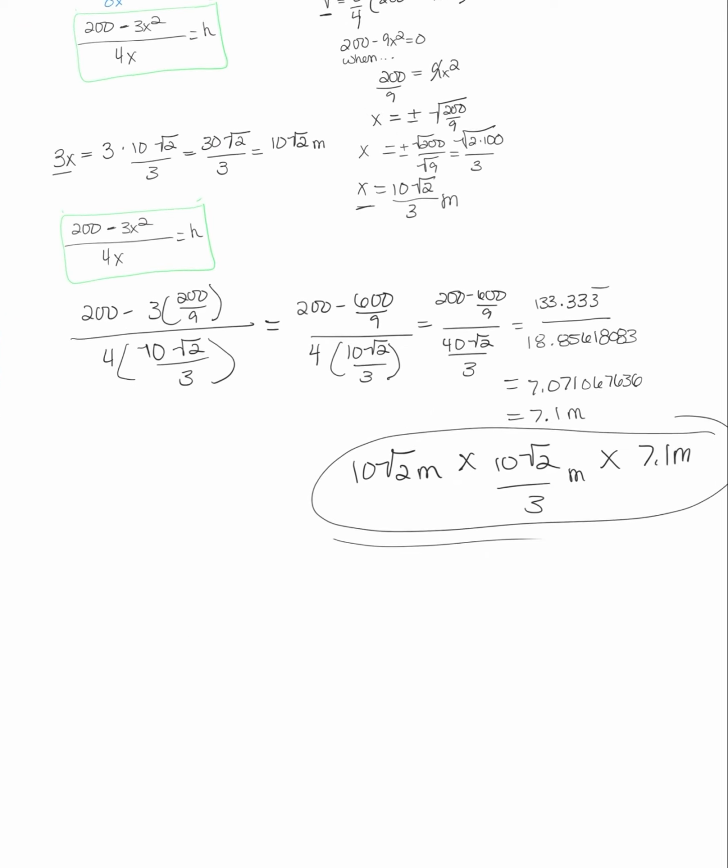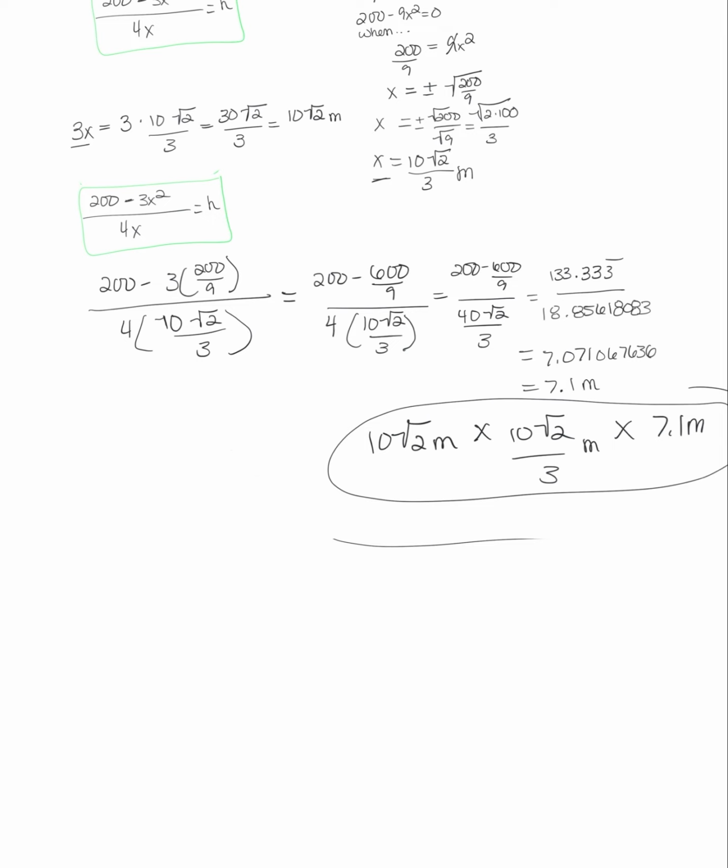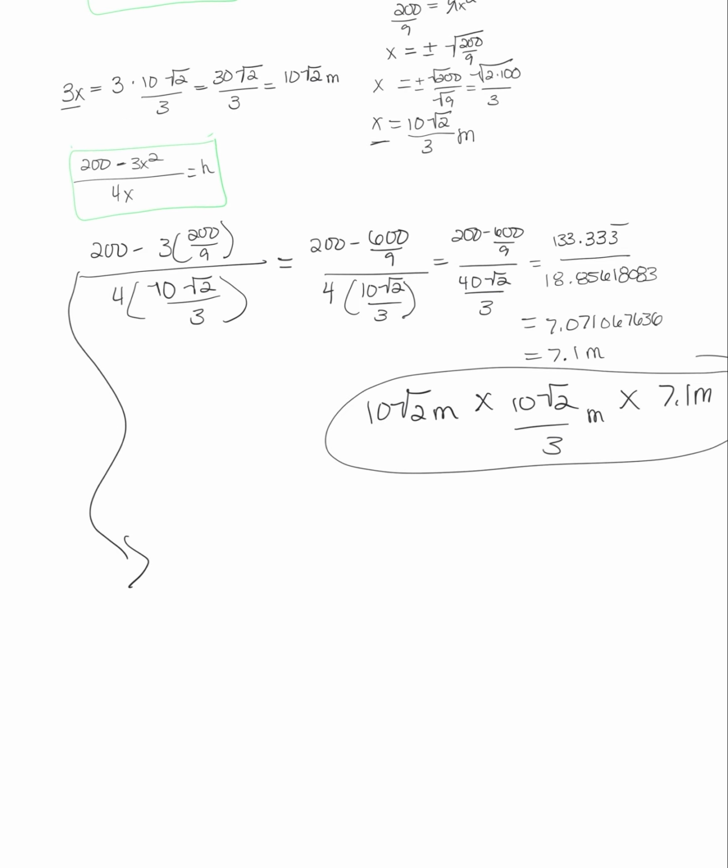Now, say you're not allowed to use a calculator at all. Let's do h that way as well, since we did the other ones without a calculator. We'll say we have 200 minus 3 times 200 divided by 9 times 4 times 10 root 2 over 3. Well, I know that if I multiply this by 3, the top and the bottom, that's going to give me a 9, which will then make this guy right here cancel. There's a bunch of different ways you could do that, but this is the one that makes sense to me.